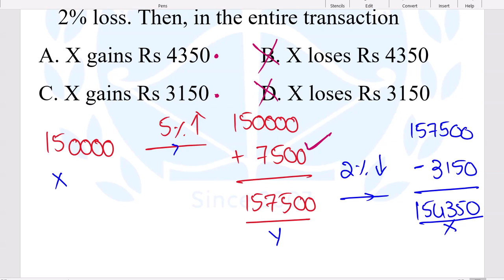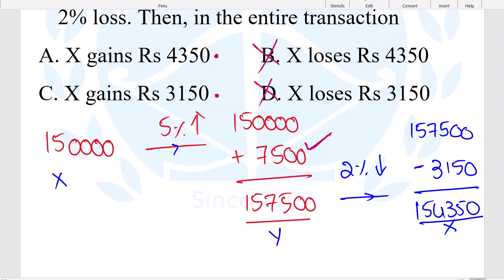Or else let us simplify very much. Maybe to avoid all the confusion, let me show you in a simple way. The gain you got should be the loss for Y, right? How much you are gaining should be equal to the loss for Y. Okay, Y, what is the loss? We'll see. Y purchased for how much? 1,57,500. He is selling it for 1,54,350. So what is the loss for him? That is equal to the gain for X.